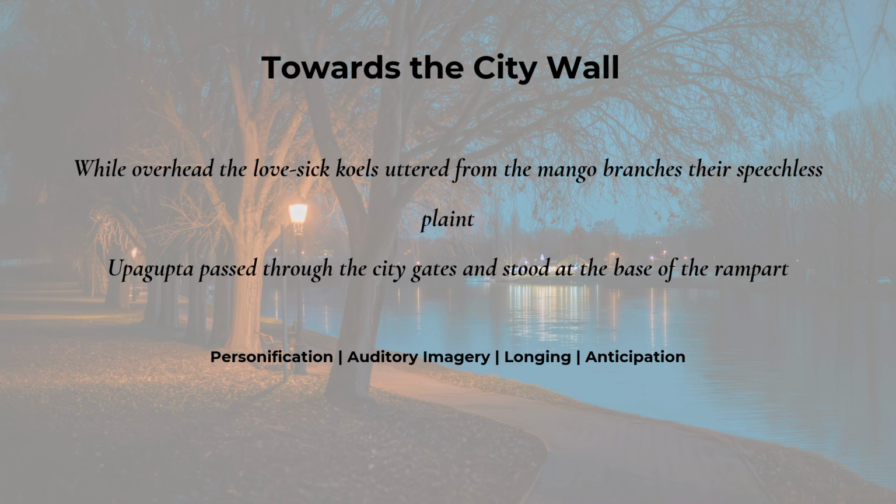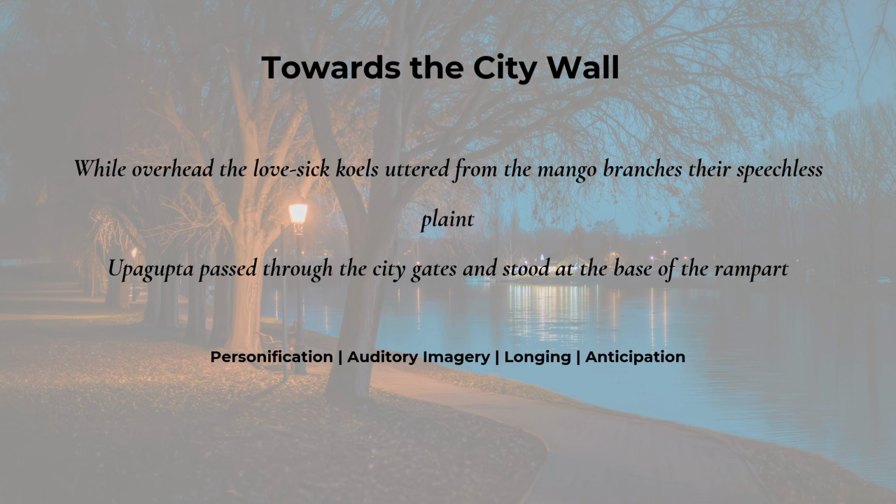And stood, meaning he stopped there quietly at the base of the rampart. Rampart means a defensive wall surrounding the city. So he stood near the foot of the city wall. A simple meaning would be: Upagupta walked out through the gates of the city and stood near the bottom of the city wall. Symbolic meaning: the rampart, or the city wall, represents division between society and isolation, worldly life and suffering, acceptance and rejection.